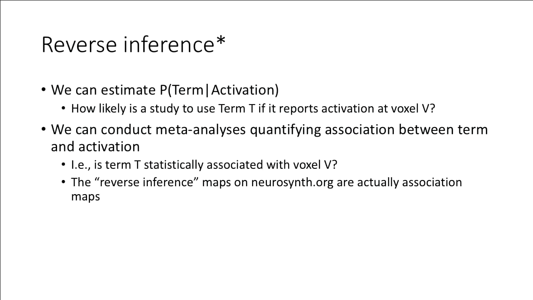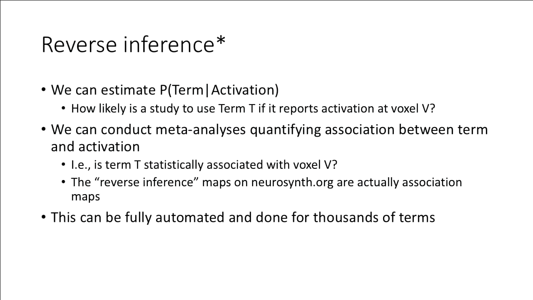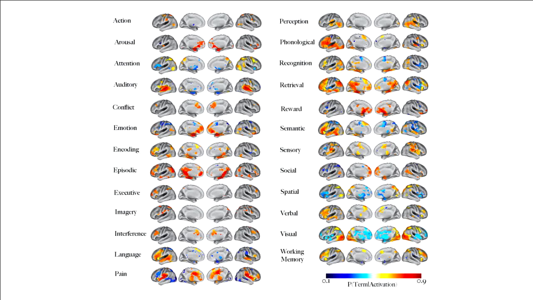And you have these maps. The Neurosynth website has them, although for reasons that are very difficult to explain and amount to me being very lazy, the reverse inference maps up there are actually this thing and not this thing. So that's a good thing to keep in mind, and hence the star. The important point is this can be fully automated and done for thousands of terms. So it's very easy to punch a button and get out lots and lots of maps at once. And so here are a few of them.